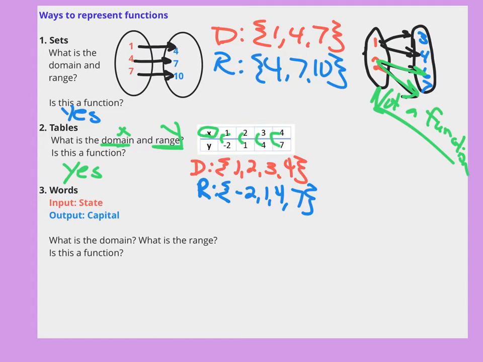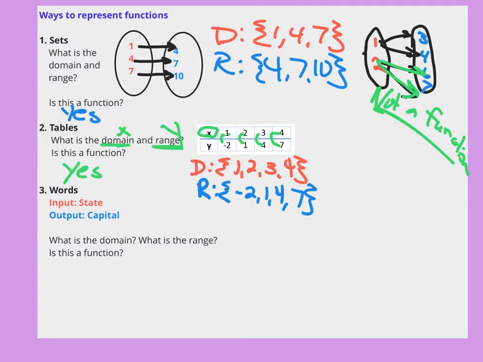Another way that we see functions represented is using words. So we might be given just a word situation to look at and decide if that represents a function. In this particular case, we have an input of a state. So we're going to look at our states. Our input is a state and the output is a capital.